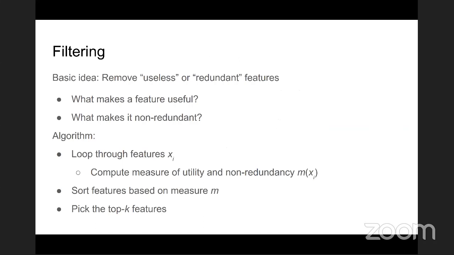Okay. So I'll go back to this algorithm. You'll loop through all the features. You'll compute some measure of utility, which is either the correlation for regression, or the t-test, let's say, or Wilcoxon rank test for classification. And you will sort the features based on that measure and pick the top k features, and then you will decide to include them in your model. Okay, so this is a filtering based method.